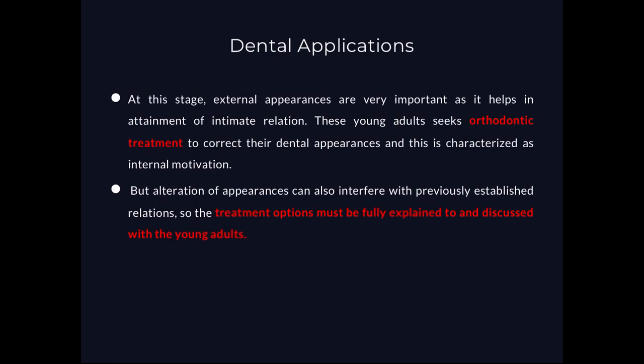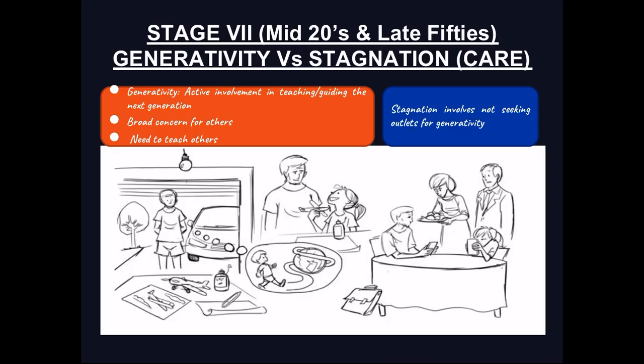So dental applications at this stage: since the person is getting into new relationships, appearance is very important. These young adults seek orthodontic treatment to correct their dental esthetics, and this is characterized as internal motivation. But alteration of appearance can also interfere with previously established relations. So the treatment options must be fully explained to and discussed with the young adults.